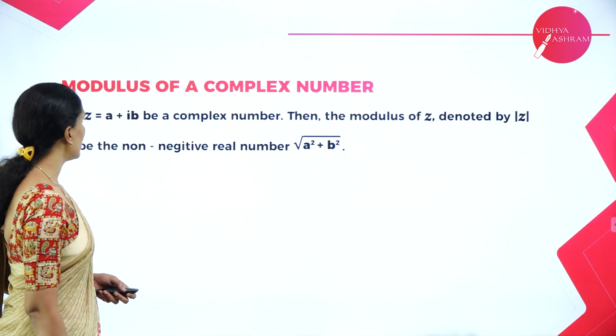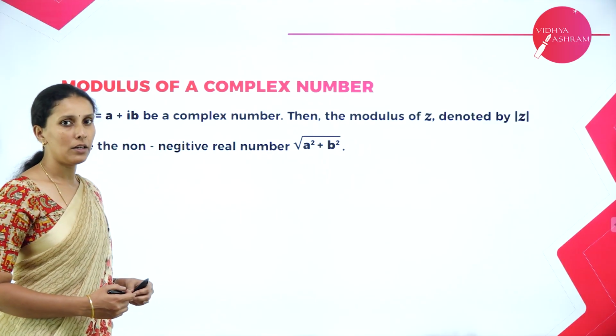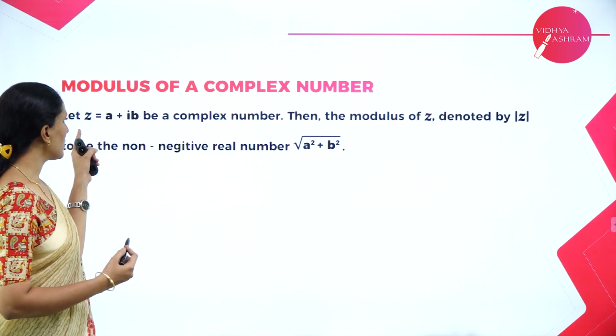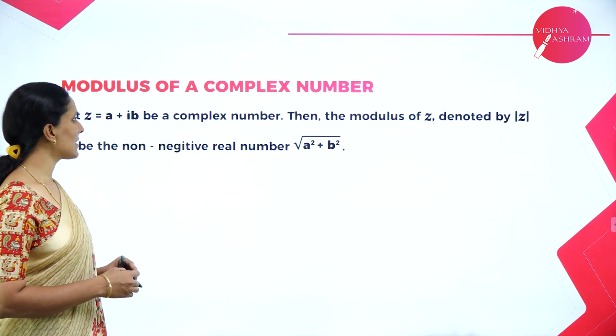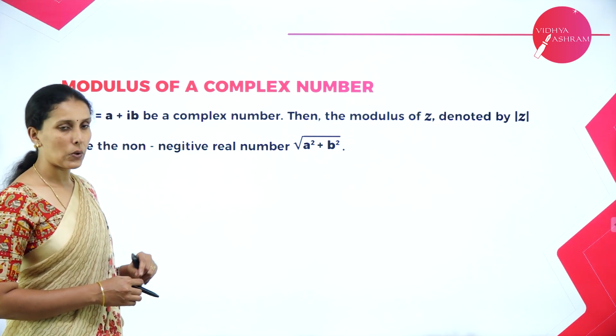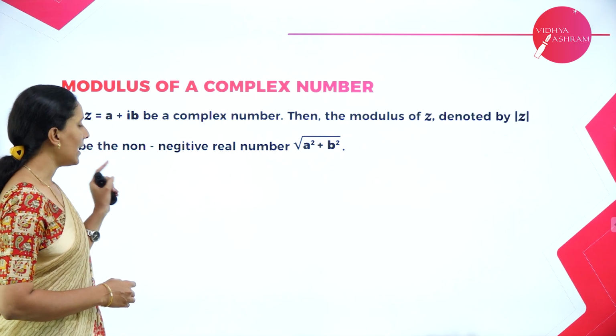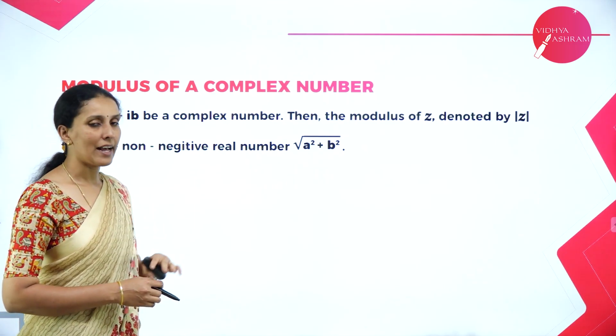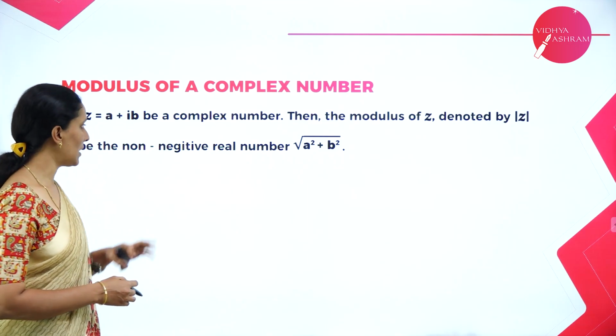The first one is the modulus of a complex number. What do we mean by the modulus of a complex number? Suppose I have a complex number z equal to a plus ib. Then the modulus of z is denoted by mod z, and it is a non-negative real number, defined as the square root of a square plus b square.